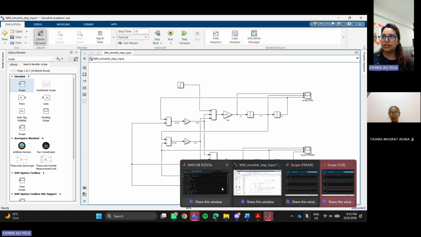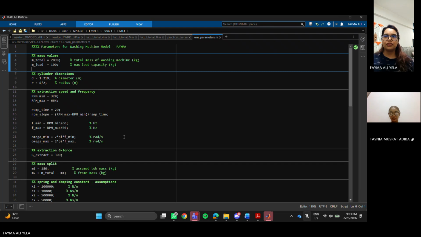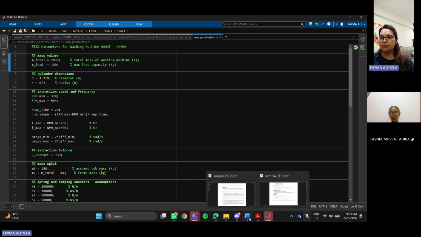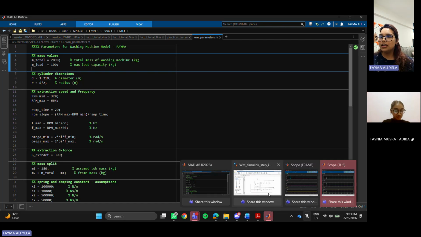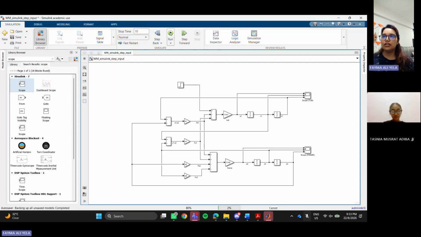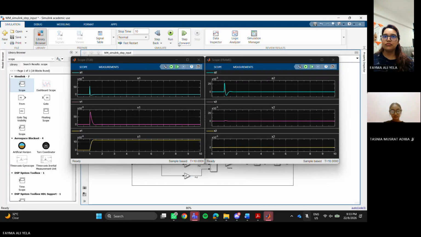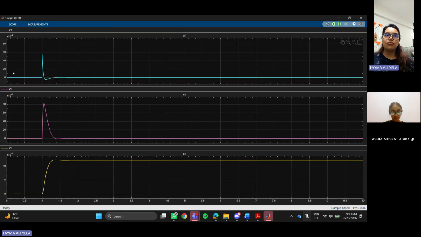And there is a MATLAB code for it where I input all the parameters, like the variable parameters. Then if we run it, I will get these two graphs. This first one is for the washing machine tub. For the tub, the first one is acceleration, then velocity and displacement.